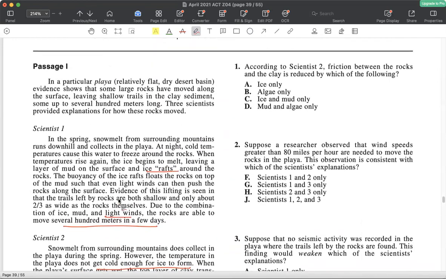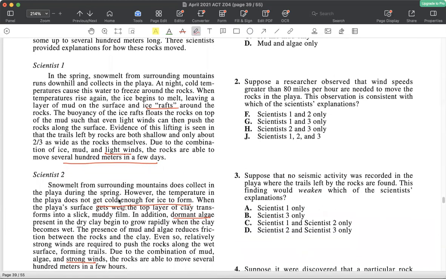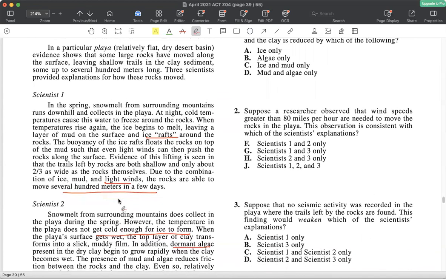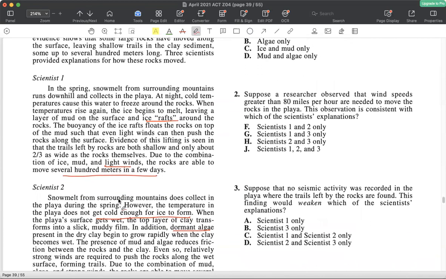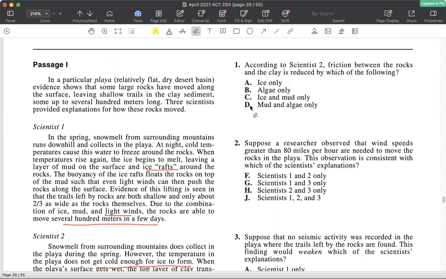Okay, according to Scientist 2, friction between rocks and clay is reduced by which of the following? So that would be mud and algae only, because you know that it is the presence of mud and algae that reduces friction. So it's D.